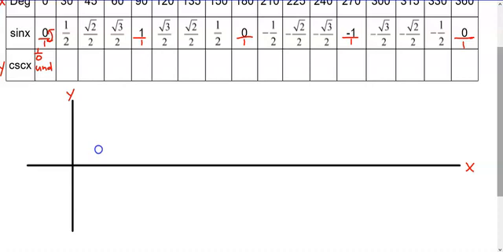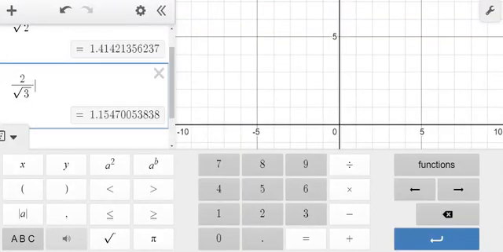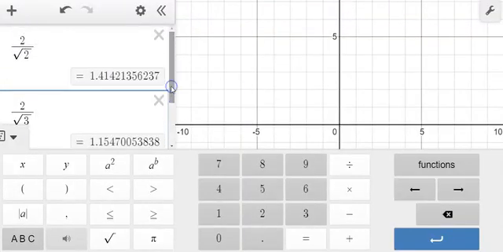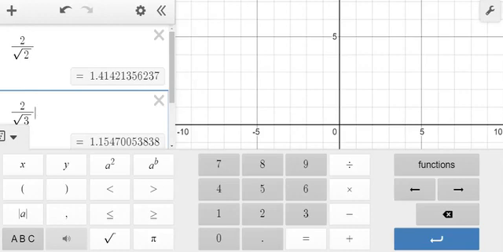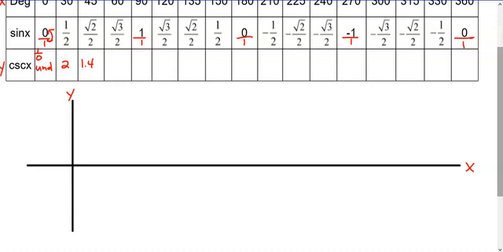1 over 2 becomes 2 over 1, or just 2. Square root of 2 over 2 becomes 2 over the square root of 2. So flip-flop those. And I just grabbed a Desmos calculator and typed that in. And we're just going to round to the nearest tenth. We don't need to be perfect here, so I'm just going to go with 1.4. And then square root of 3 over 2, we flip-flop it. So I typed in 2 divided by the square root of 3. And we get 1.15, so I'll just round that up to 1.2. 1 over 1 becomes 1 over 1.